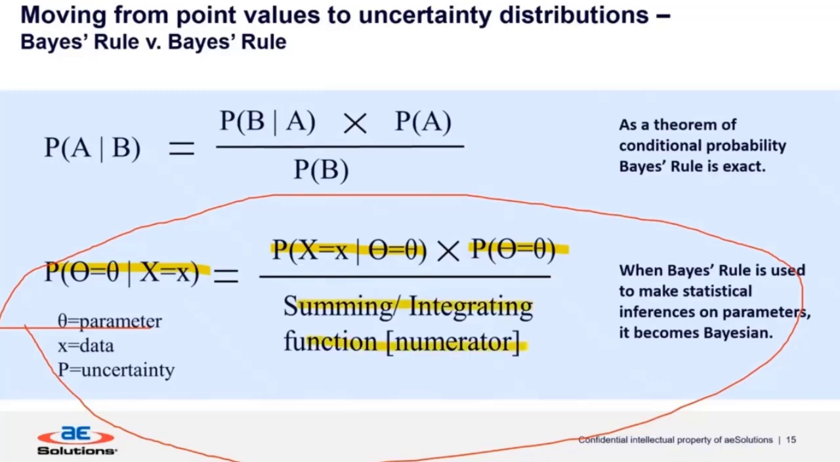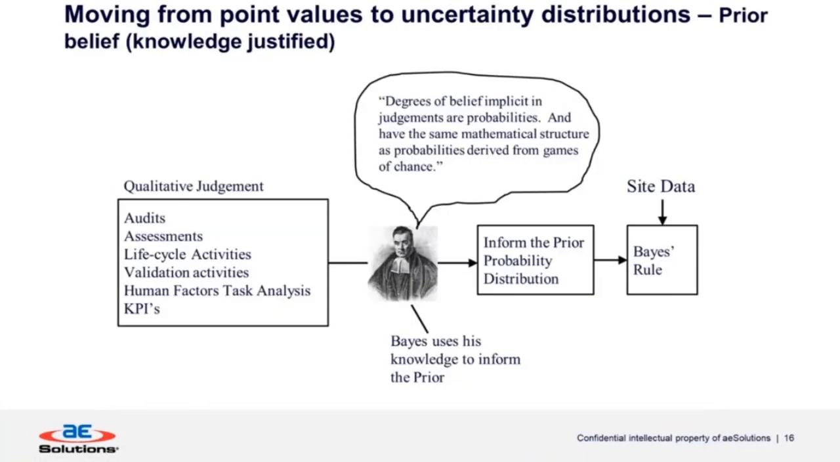The denominator here is just an integrating or summing function, whether you're using discrete or continuous probability distributions, and it is completely determined by the numerator. So it's just math, and so just know that. Anyway, I wish I could go into that a little bit more, but we've got to keep moving here.